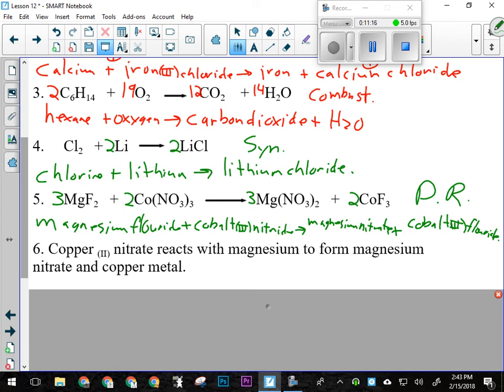Okay, so you're always going to be jumping back and forth when you balance. When you balance one thing, you got to go and check that what it was attached to is still balanced. Okay, that's why I kept going back and forth.